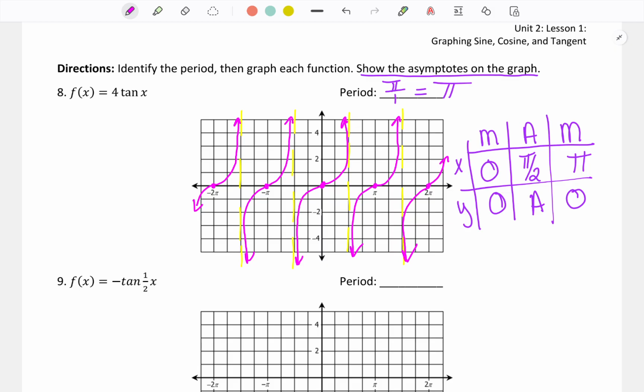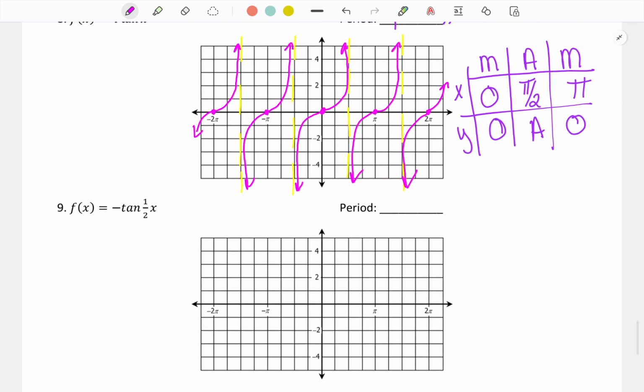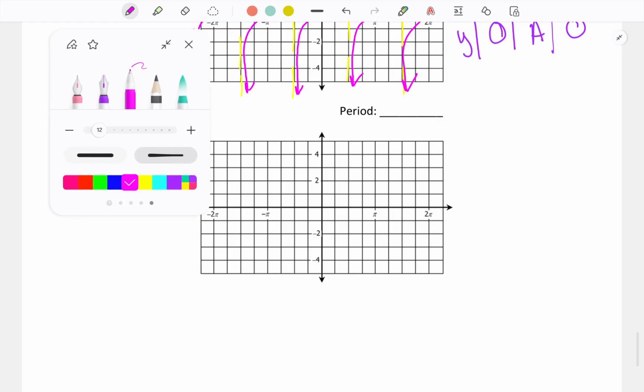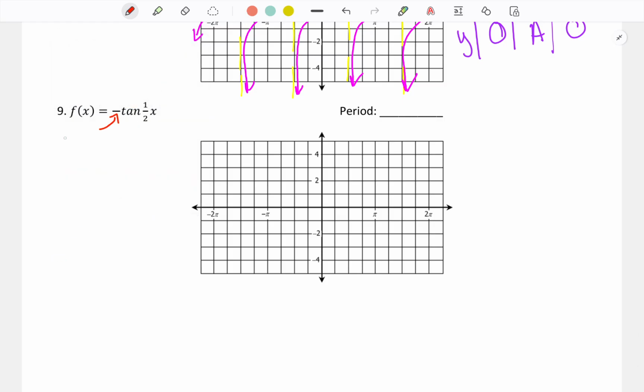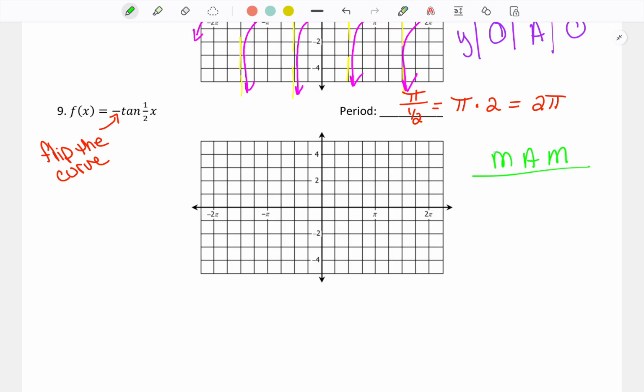So let's go ahead and try another one. I think, yes, this is our last one for today. But we do have a negative on this, so we have to flip the graph. So we'll actually flip the direction of our curves when we are done. Now our period is pi divided by 1/2, which is pi times 2, or 2 pi. So we are starting at MAM, which is middle asymptote middle.